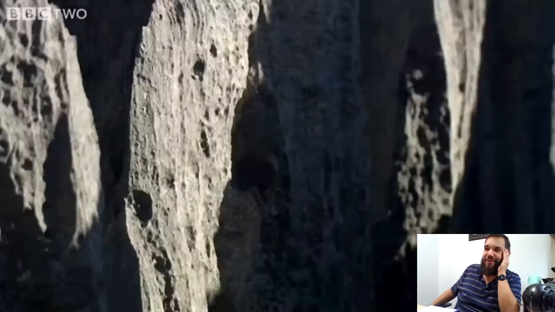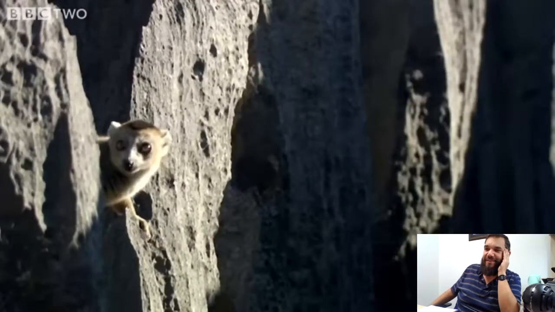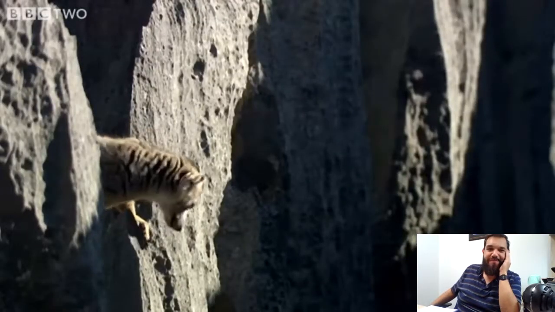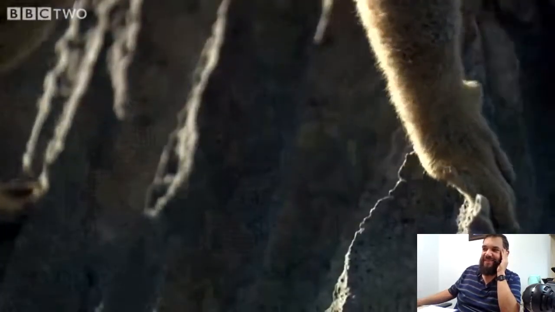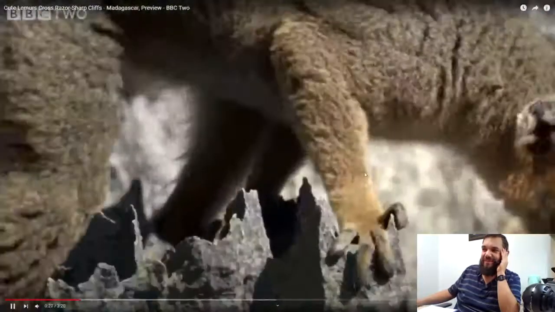And here are the lemurs that live there. They're pretty cute. This most diverse group of primates has adapted to thrive all over the island, even here.